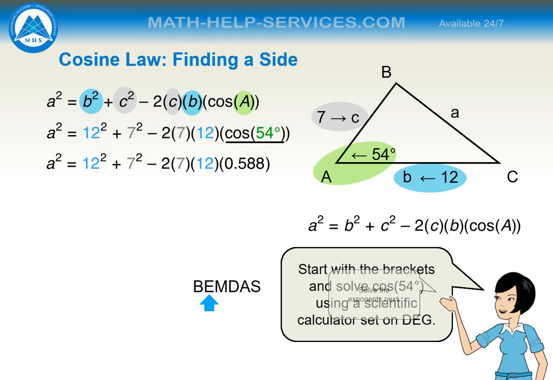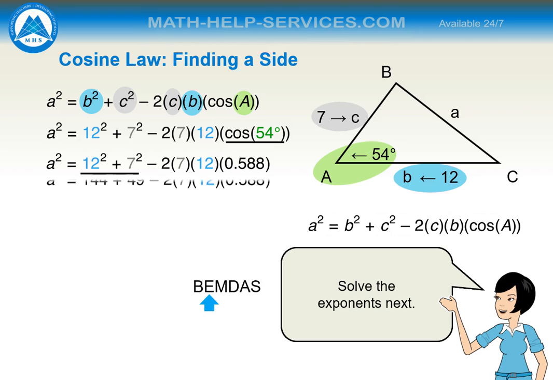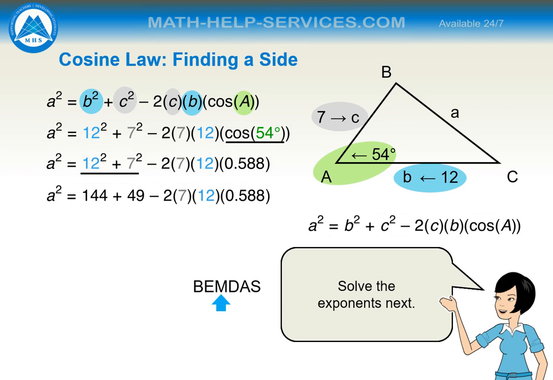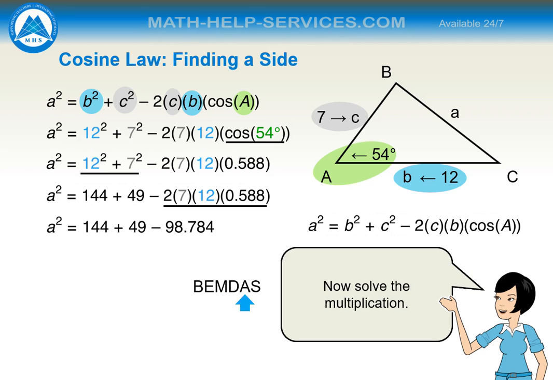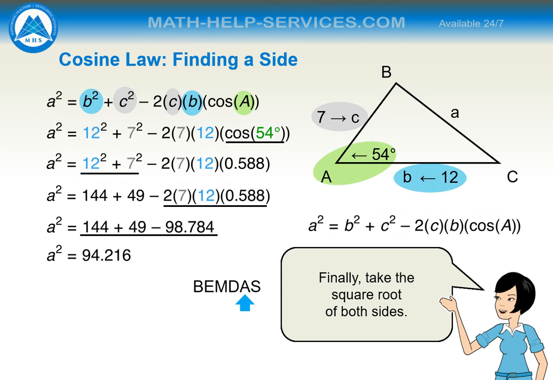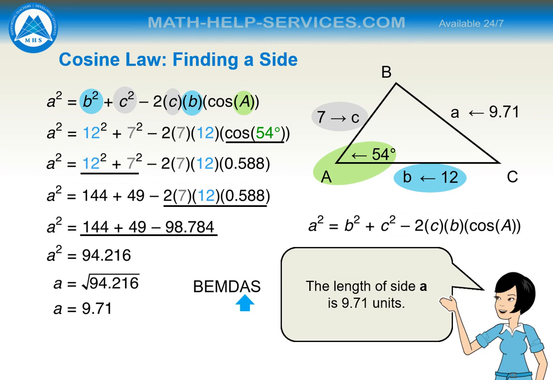Now, exponents. Now, multiplication. Finally, the addition, and then the subtraction. Finally, let's take the square root of both sides. We should have a plus or minus out in front of this, but since we can't have a negative distance, we'll only deal with a positive. And we see that A is 9 and 71/100ths. So the length of side A is 9 and 71/100ths units.